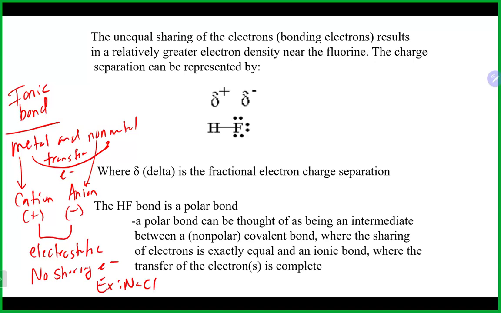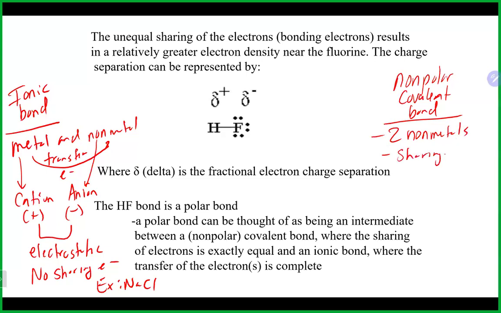or any of the ones that we did at the beginning. On the other end of the extreme, we have a nonpolar covalent bond. And that is between two nonmetals. That is sharing of electrons. That is actually equal sharing of electrons. And an example of that would be like our H2, our F2 as well. Any of those guys.